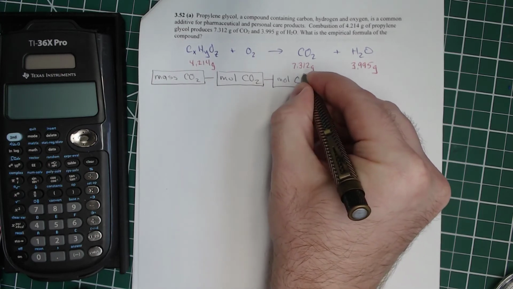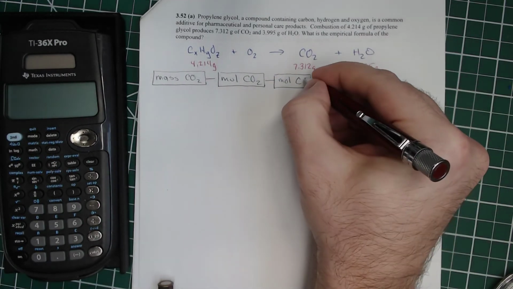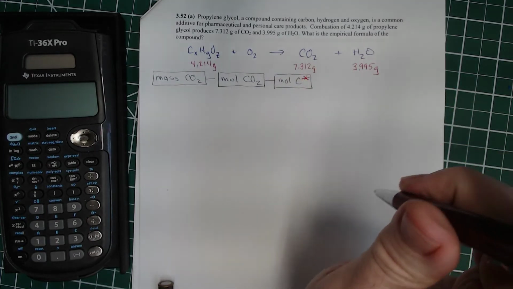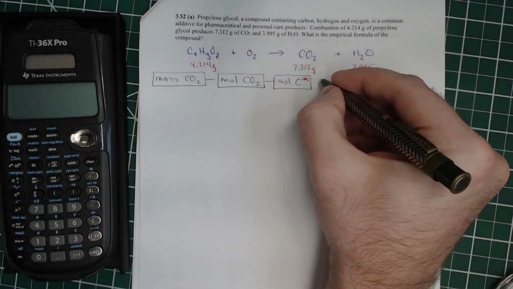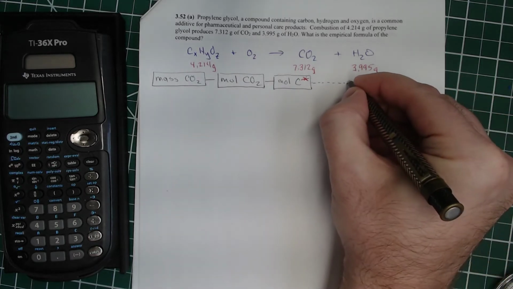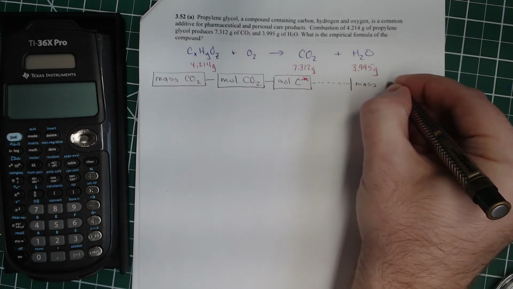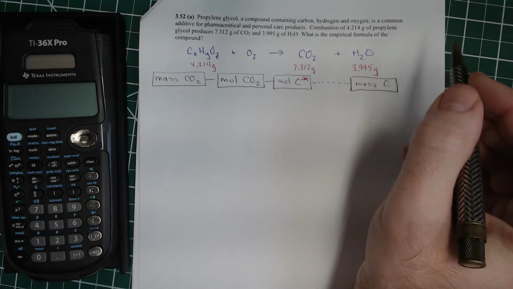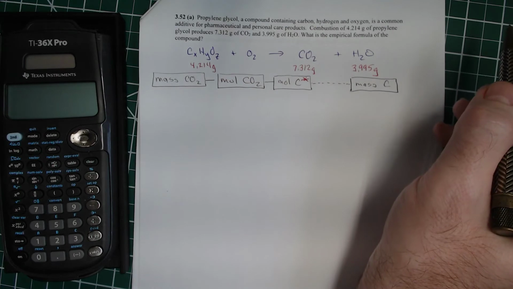Now, this is an important number, and because it is an important number, I am going to put a little star by it to indicate that I want to highlight that number as we're going through and doing this calculation. But then we need to do an extra calculation, and that is to convert that into the mass of carbon. And the reason that we need the mass of carbon is because there is oxygen in this original compound, the propylene glycol.